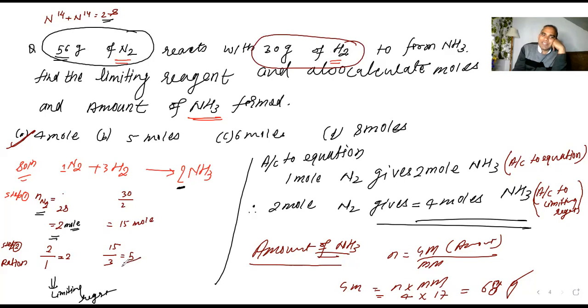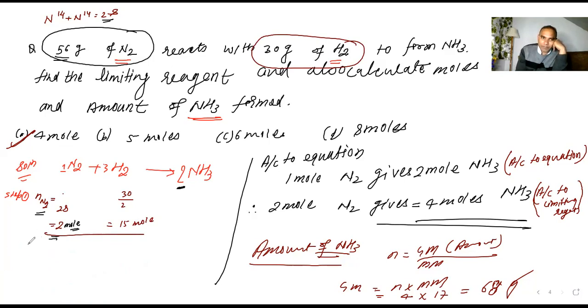This mole is only telling the coefficient. Step number 2 is for the coefficient. If you are not calculating step number 2, then you have to go the detailed method. Detailed method means you have to calculate in terms of H2 and in terms of N2, then you have to determine the product.